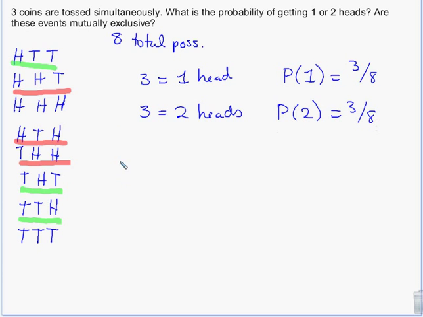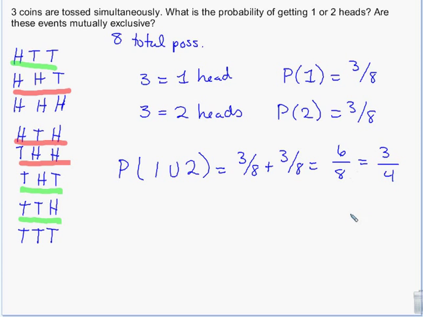So the probability of getting 1 or 2 heads is 3/8 plus 3/8. So that is 6/8, which is 3/4, which is 75%. So the probability of tossing 3 random coins up in the air and getting 1 or 2 heads is 75%.